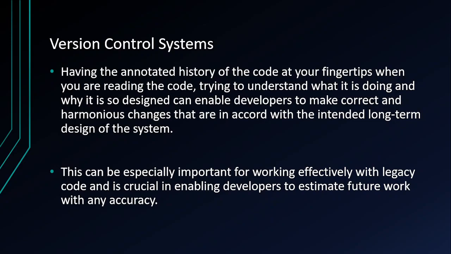They can guess what features are being worked on, and which bug fixes still need to be worked on. This can be especially important for working effectively with legacy code and is crucial in enabling developers to estimate future work with any accuracy. For all the applications that existed 5 or 10 years ago, as long as they have a VCS, you can catch up on the current changes.